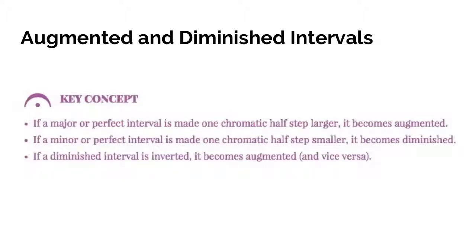So a major or perfect interval made one chromatic half step higher becomes augmented. If a minor or perfect interval is made one chromatic half step smaller, it becomes diminished. If a diminished interval is inverted, it becomes augmented, and vice versa. Like I talked about in that last slide, Bach tried to avoid the augmented second. So instead of writing the C sharp in a more contrary motion, he did the big jump of a diminished seventh from the B flat to the C sharp.